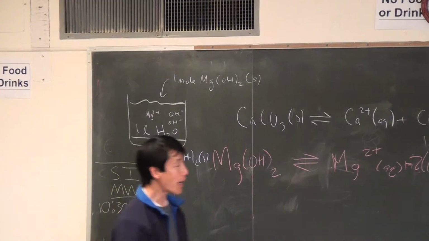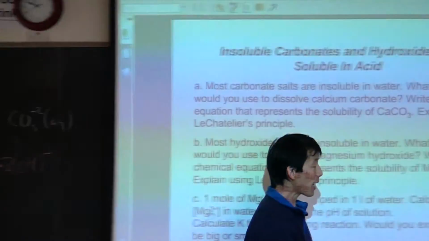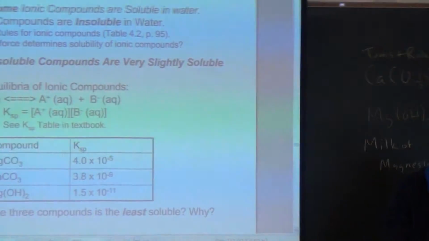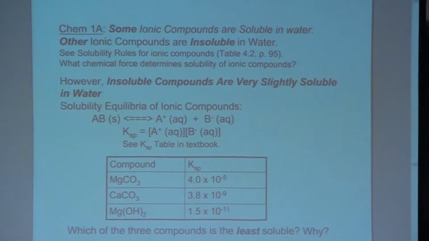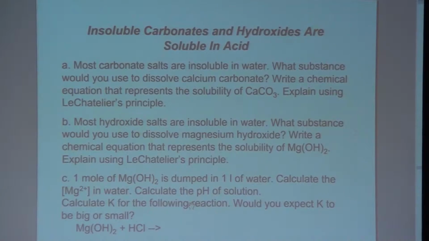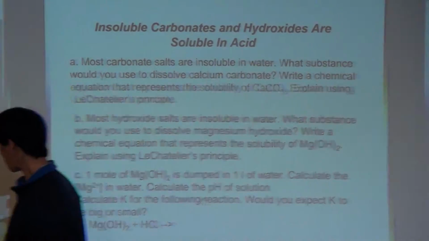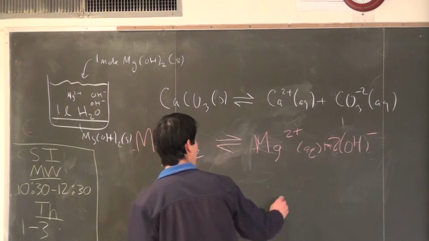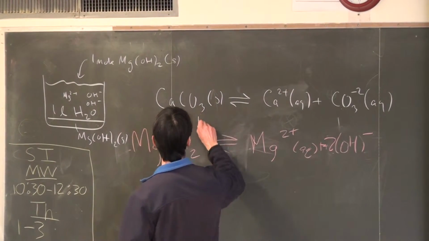Now on the previous slide, we have the equilibrium constant for that reaction. So note that that's 1.5 times 10 to the minus 11. Okay, so for this reaction here, KSP. Okay, so KSP for this reaction.